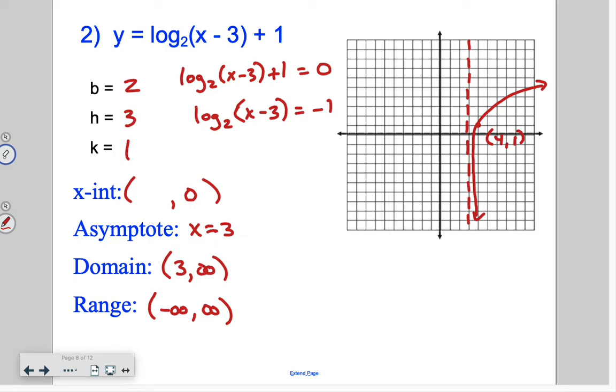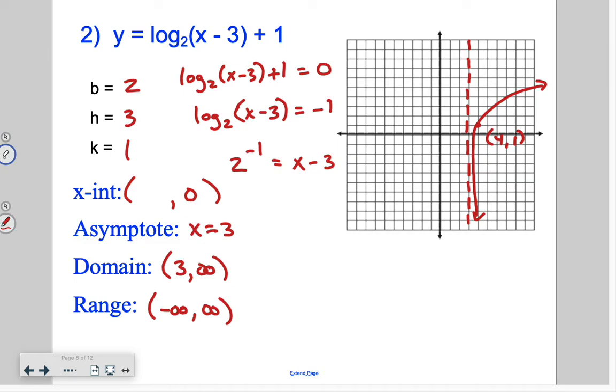So if you remember what we did yesterday, we start with the base, 2, raised to what power? The negative 1. Remember, the logarithm is always equal to the exponent. That's what a logarithm is finding. So 2 to the negative first power equals the argument, in this case x minus 3. So you took your logarithmic equation and rewrote it in exponential form, just using the definition, just like we were doing yesterday.